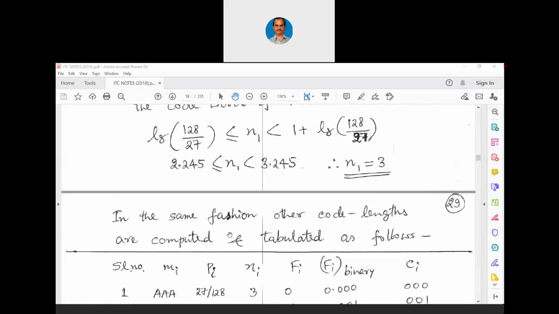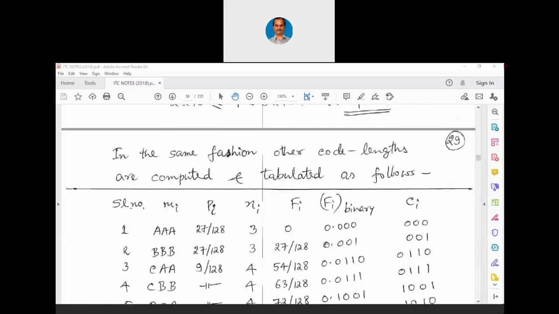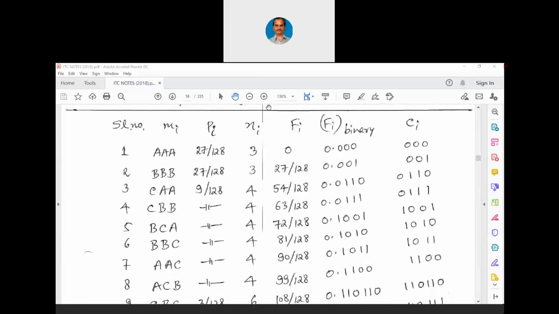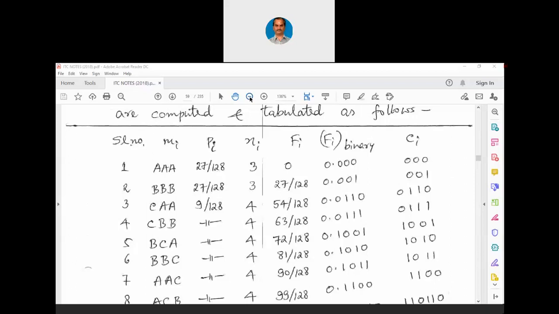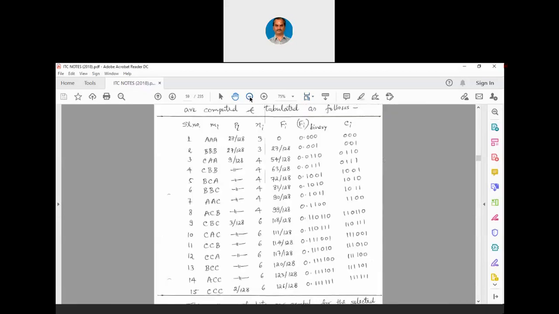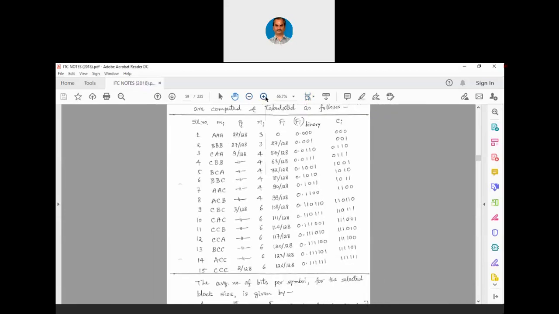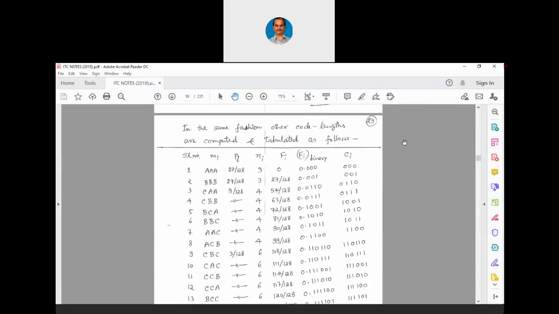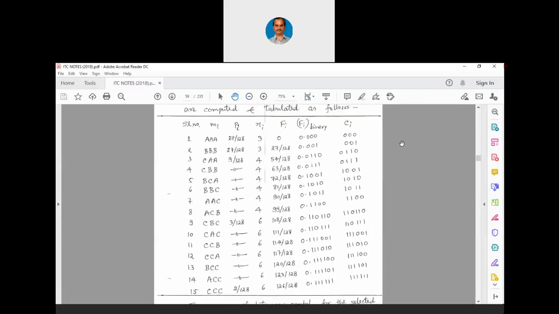In the same fashion, other code lengths are computed and now they are tabulated here. This is a much bigger tabular column. I may not be able to show you in one screen. Let me see if I can reduce. Yeah, now you are able to see. If you are watching on your mobile, then you will have pain, but I can't help it now. Only for a few minutes, keep on watching if you are watching on your mobile.